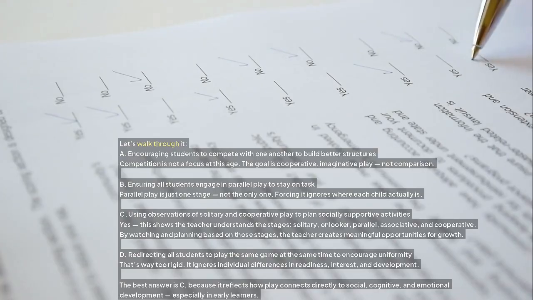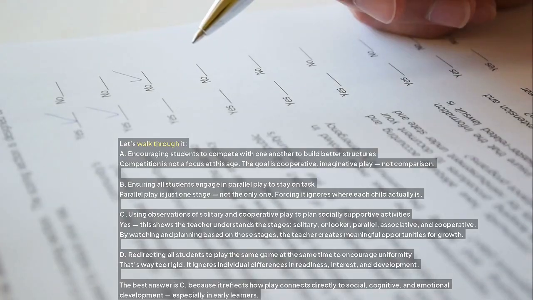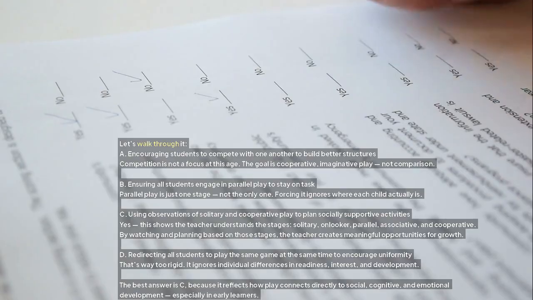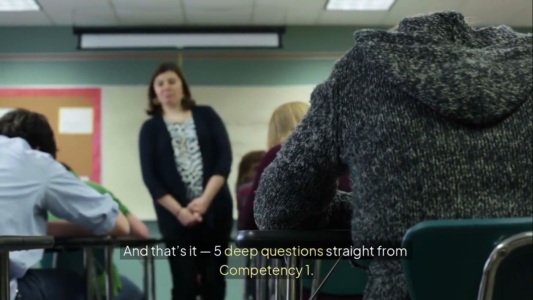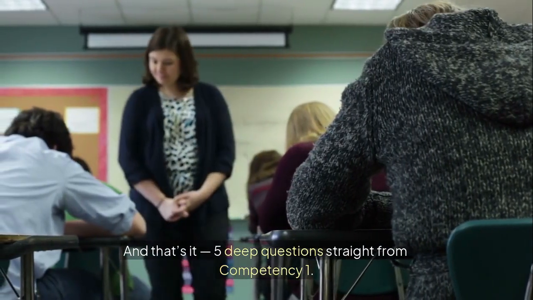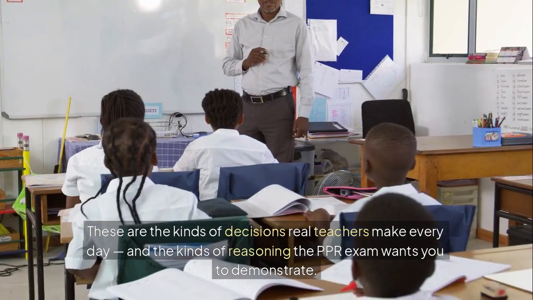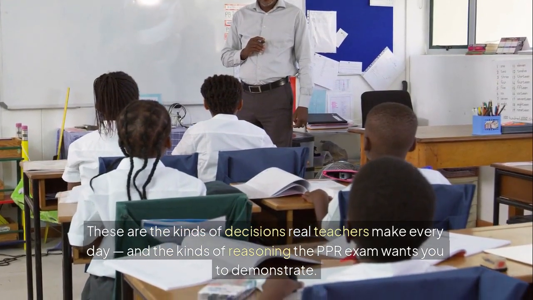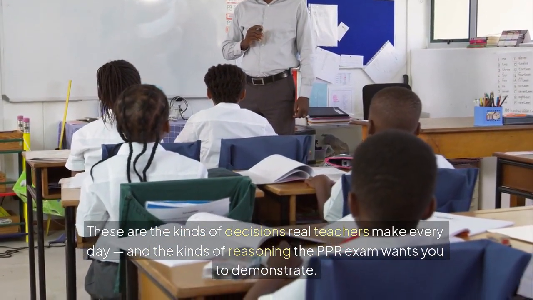The best answer is C, because it reflects how play connects directly to social, cognitive, and emotional development, especially in early learners. And that's it. 5 deep questions straight from Competency 1. These are the kinds of decisions real teachers make every day, and the kinds of reasoning the PPR exam wants you to demonstrate.